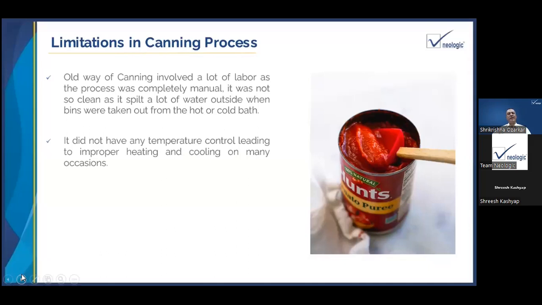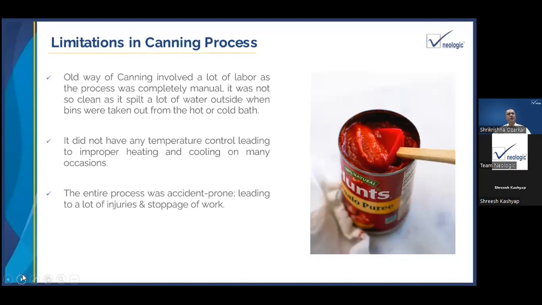It did not have actual temperature control. So if I want to maintain a temperature of 92 or 91, I was not actually gauging whether it is 91 or 92. I was just knowing that the water temperature should be this much, but the exact control was not there in the earlier times. And this was also leading to improper heating, improper cooling, and again resulting in an improper cycle of pasteurization. The entire process was accident prone because it was involving a lot of manual work.